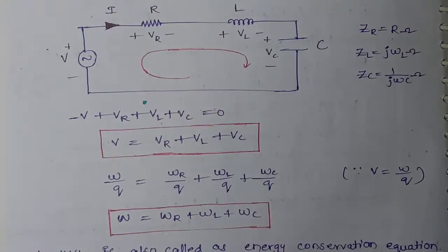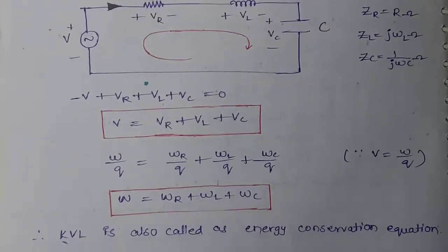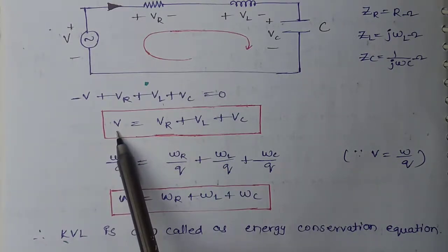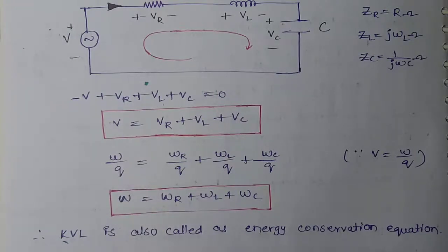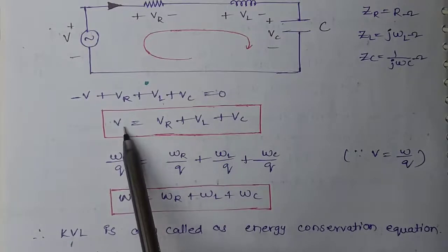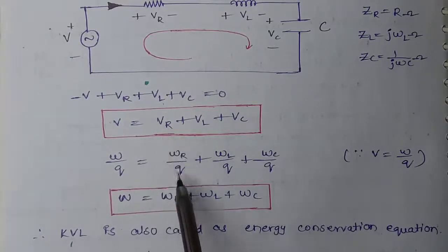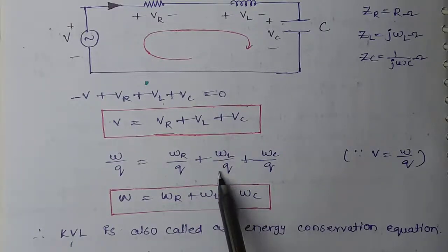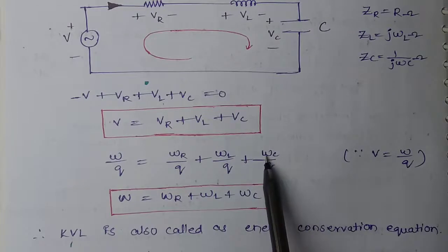So this KVL is also called the energy conservation equation. Look at the reason for that. We can also call voltage energy per charge. V is nothing but W by Q. So VR becomes WR by Q, VL becomes WL by Q, and VC becomes WC by Q.